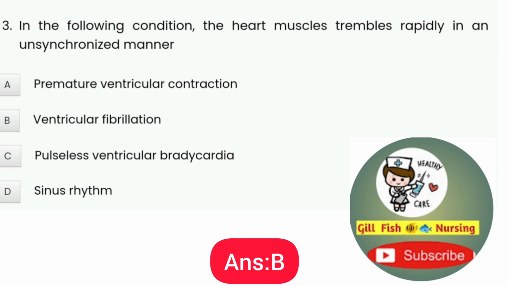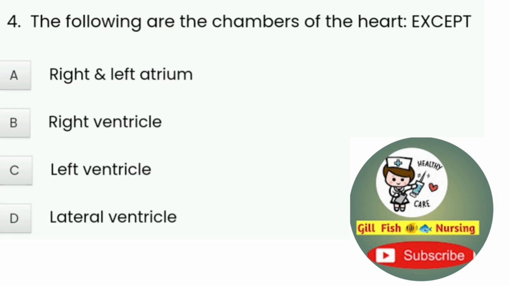Next question. The following are the chambers of the heart except option A, right and left atrium, option B, right ventricle, option C, left ventricle, option D, lateral ventricle. You know that it is right atrium, left atrium, right ventricle and left ventricle. So what could be the correct answer then? Answer is option D, lateral ventricle, because the question is except.